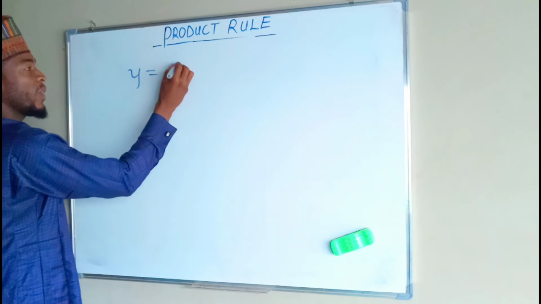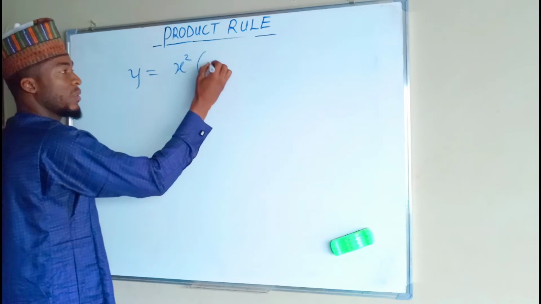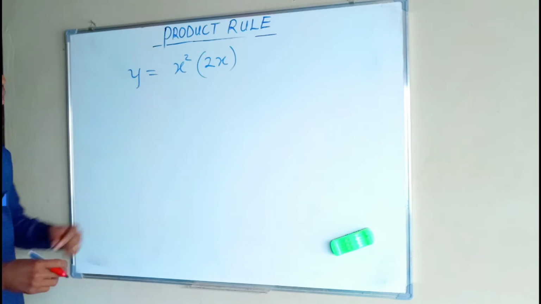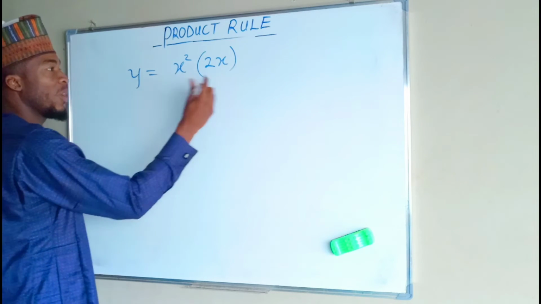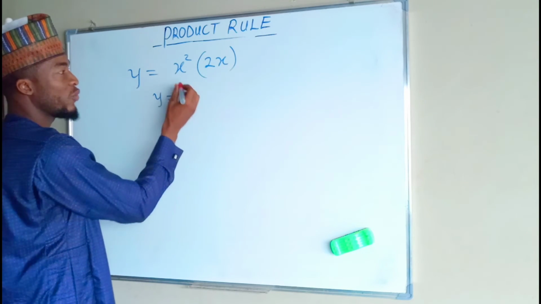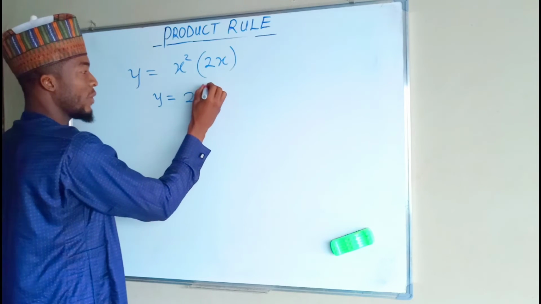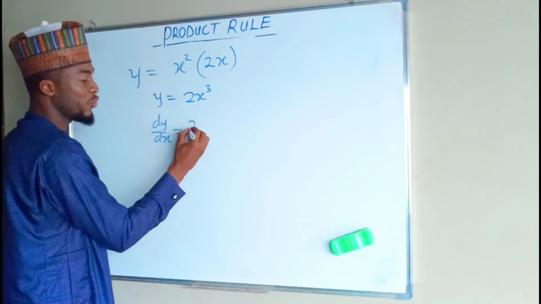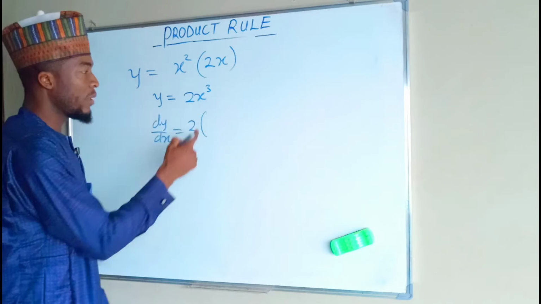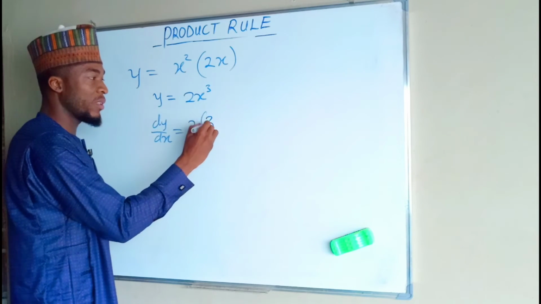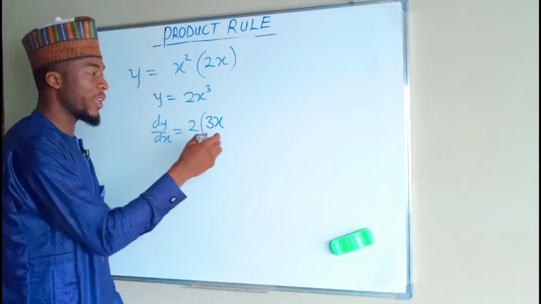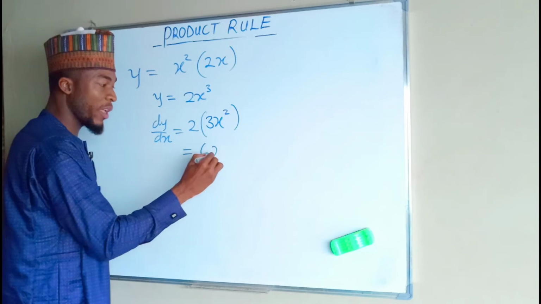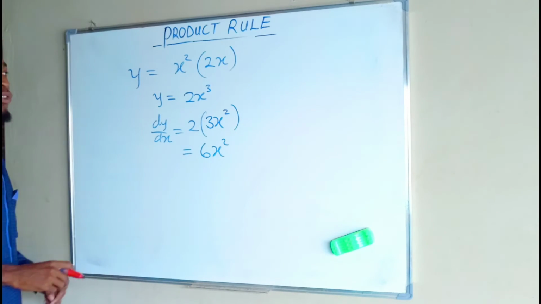Then minus 8. Therefore, dy over dx is equal to 6x squared minus 8. Suppose y equals x squared times 2x. If this is what you have, first of all, if you like, you can expand this bracket. y will be equal to this times this, 2x cubed. Then dy over dx will be equal to 2, then you differentiate the function x cubed. You multiply by the exponent, which is 3, then you subtract 1 from the exponent, 2. Then this will be equal to 6x power 2. Now let's apply product rule and see.